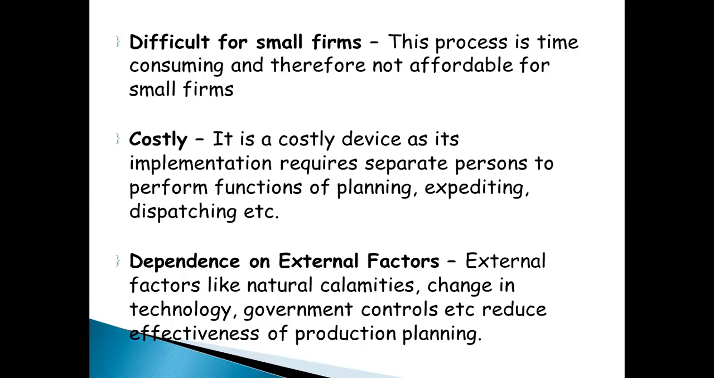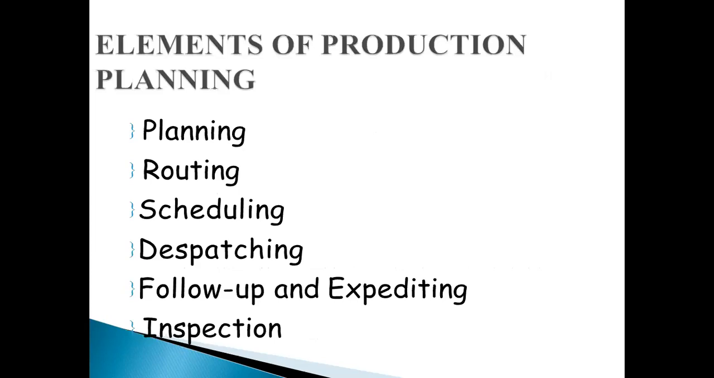It's costly also, because it's a costly device actually. As you know, its implementation requires separate persons to perform functions of planning, expediting, dispatching, etc. So sometimes it may prove costly. Then dependence on external factors. External factors like natural calamities, change in technology, government control, you know, these reduce the effectiveness of production planning. Next is elements of production planning.